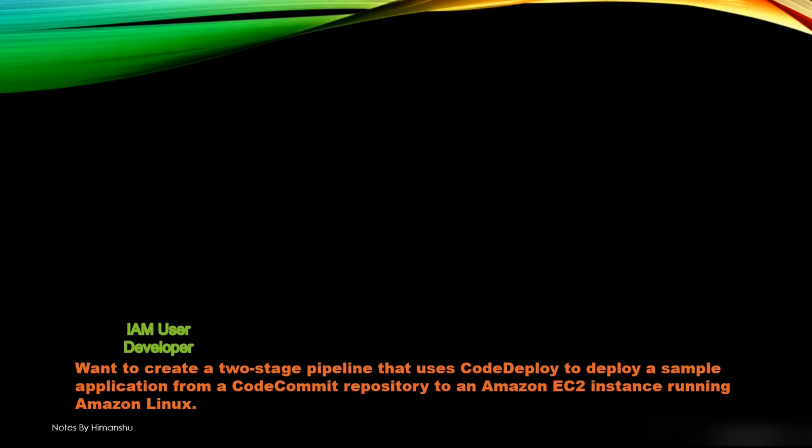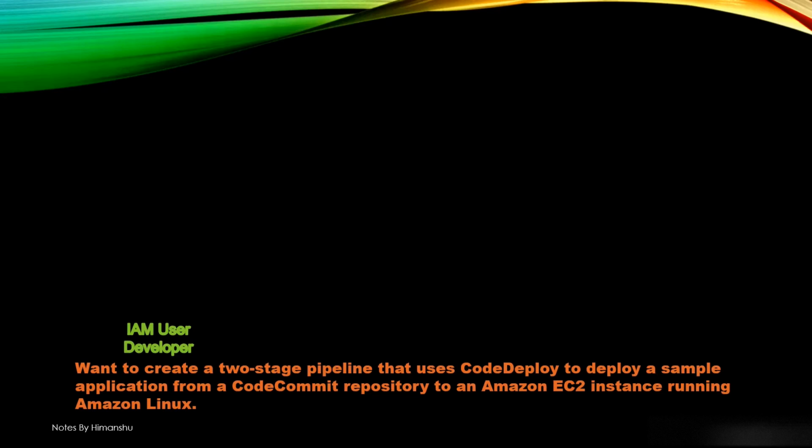So basically in this project, we want to use a CodeCommit repository from AWS, and then we want to use the AWS CodeDeploy service. And using these two services, we should have one pipeline, that is AWS CodePipeline. And once the pipeline is created, we want to deploy our code into one EC2 instance. So this is our project.